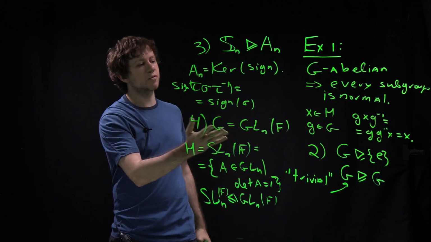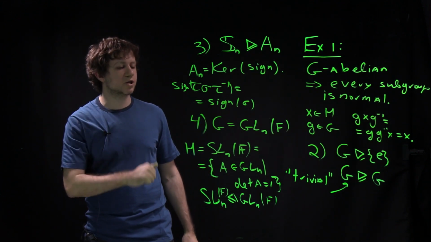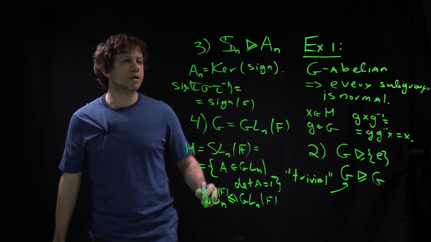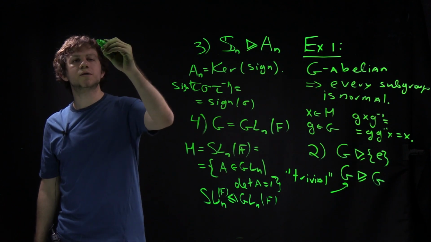And the reason is that it's a kernel of a homomorphism given by the determinant. So you see, in all our examples, a normal subgroup is a kernel of a certain homomorphism, and that's actually the case in general. But maybe here is a slightly more interesting example.